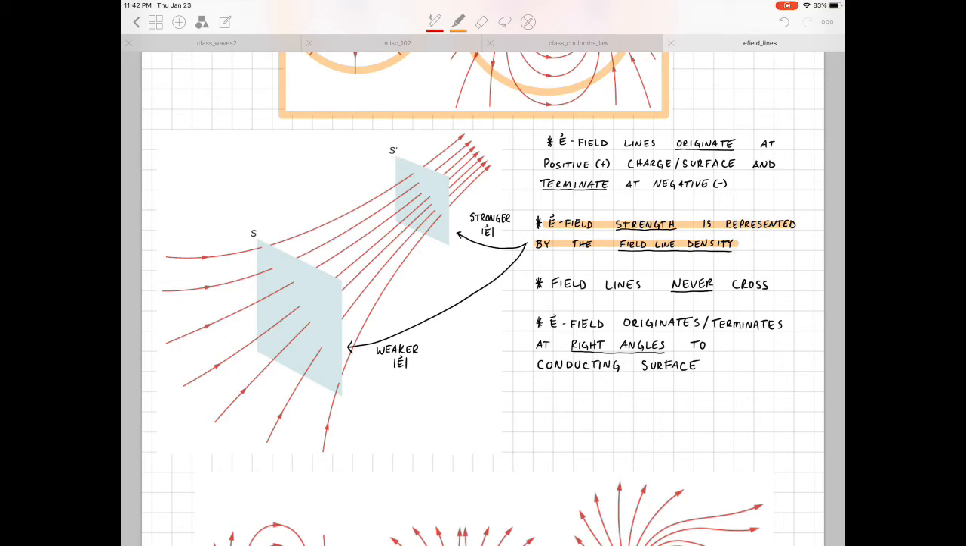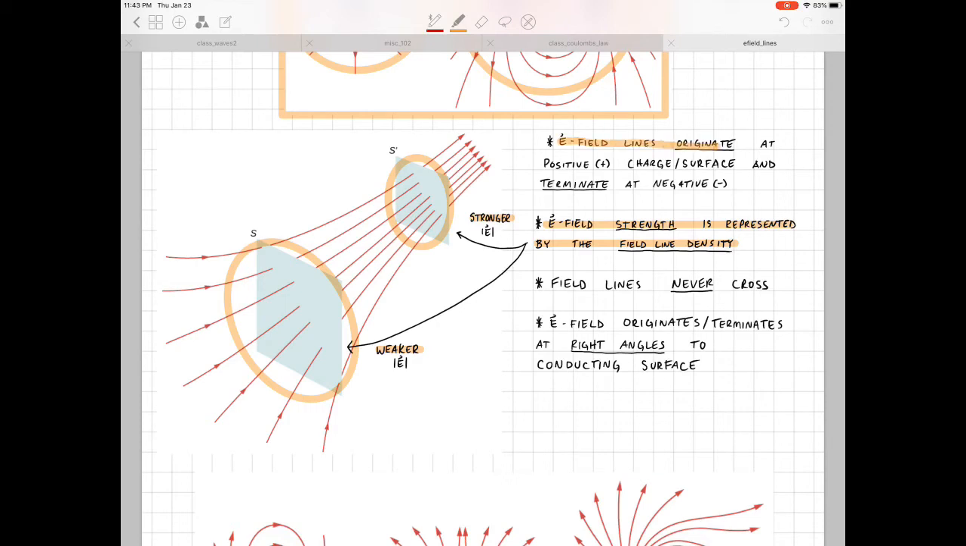So if you look over here in this image, the 7 electric field lines that I've got drawn are going through a smaller area than over here. And so the field is stronger versus weaker in these two locations. So when you're looking at a diagram, the density of the lines tells you immediately where the field is strong compared to where it might be weak.